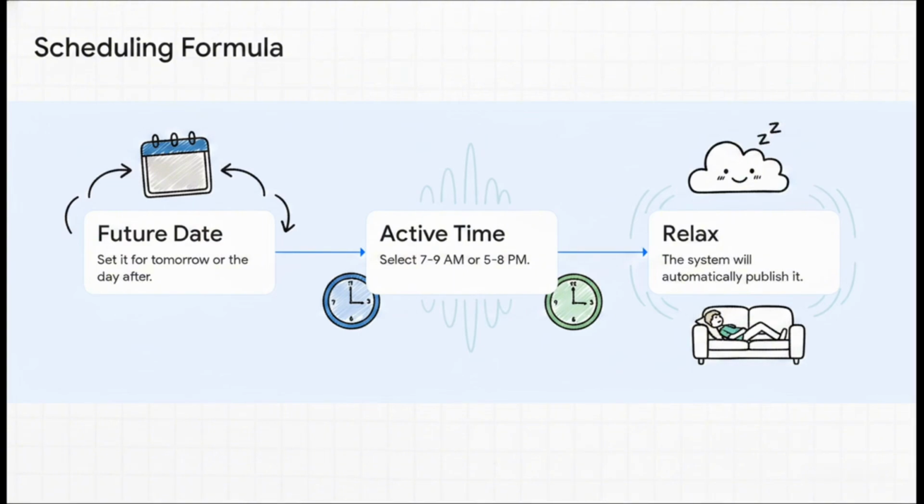Step 2. Set an active time. The data actually shows that audiences are generally most active in the mornings, like between 7 to 9 a.m., and then again in the evenings from 5 to 8 p.m. So, schedule your release for when people are actually free to click and watch. And step 3. Relax. Honestly, once it's scheduled, the system totally takes over. You don't even need to be online when the video goes live.